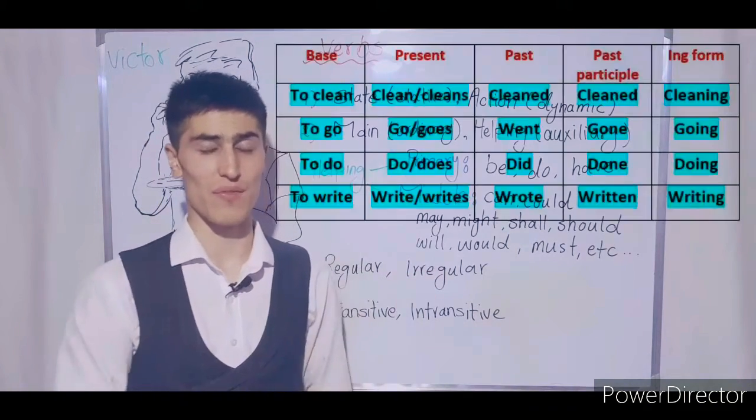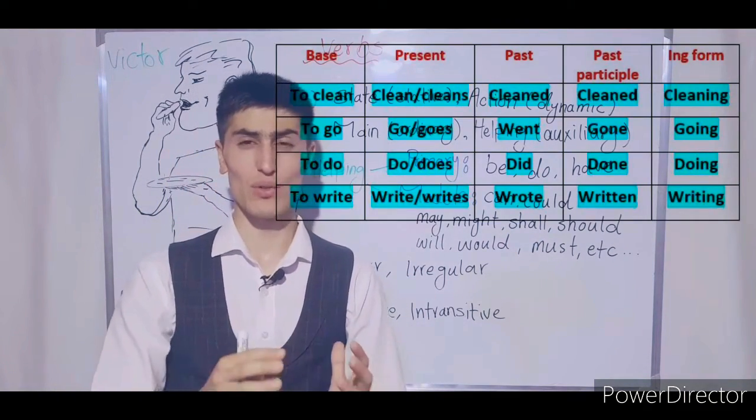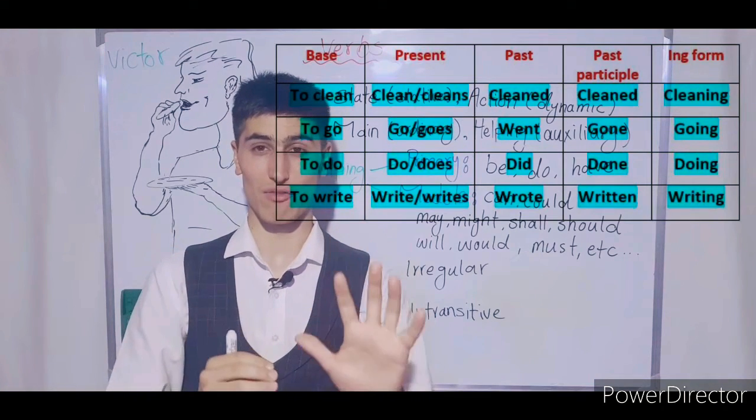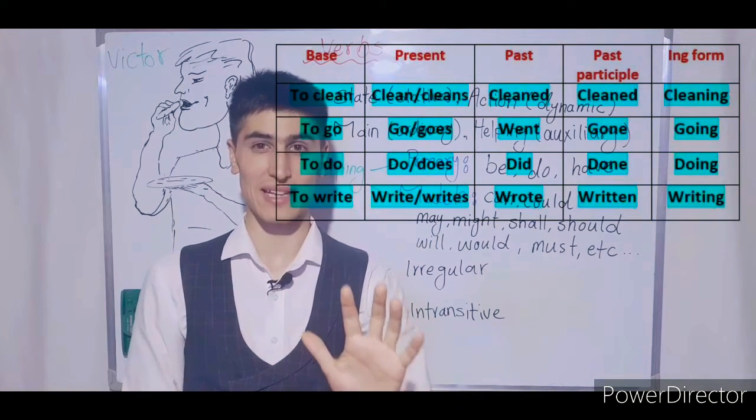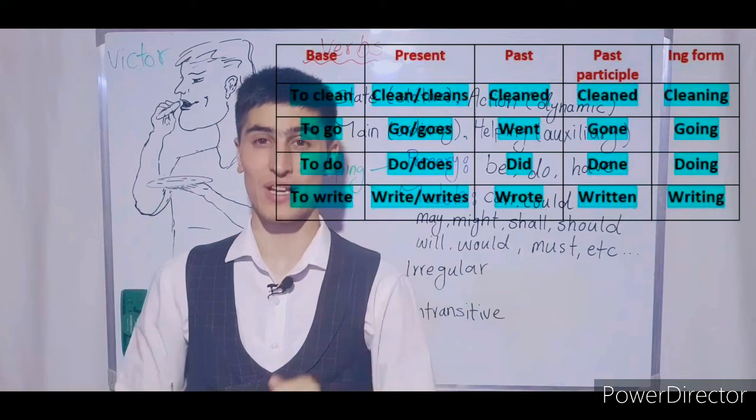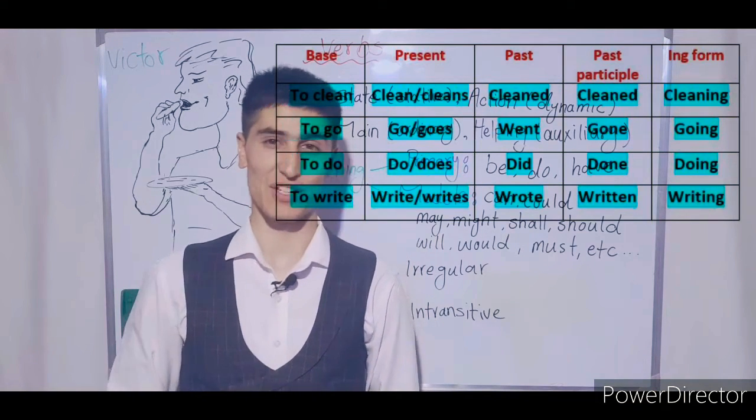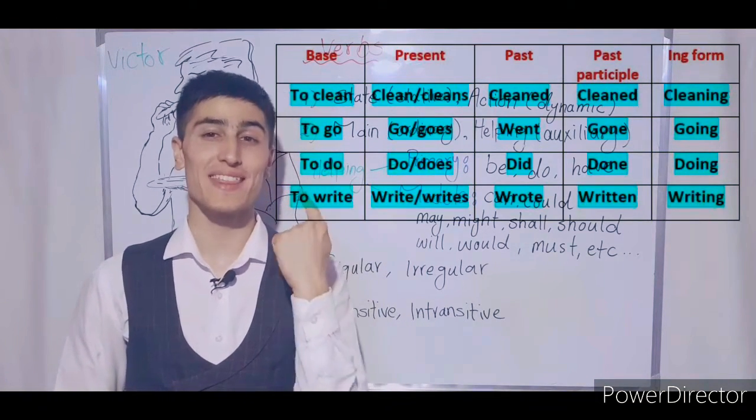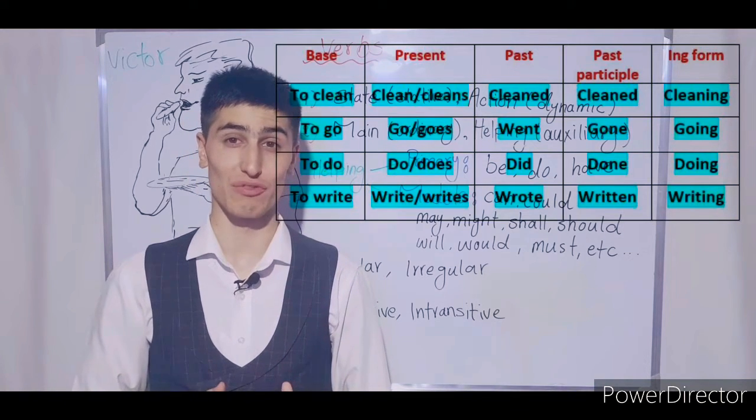Let's have a chart about this. You know that a verb has about 5 forms. If you don't know, now I'm telling you that a verb has 5 forms. The first one is the base form or the infinitive form of the verb.